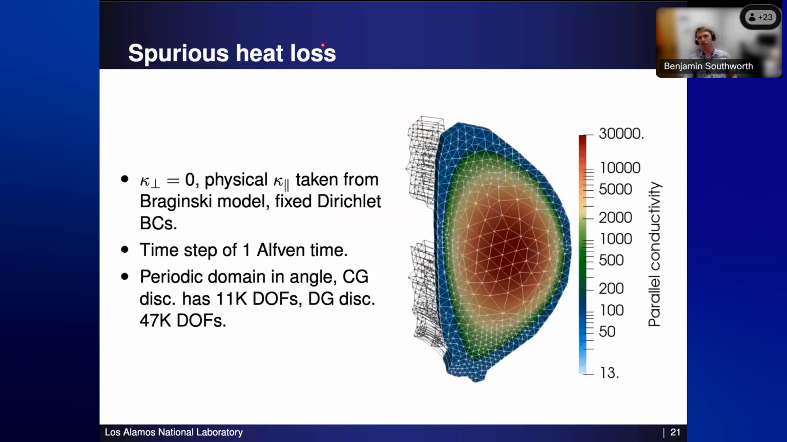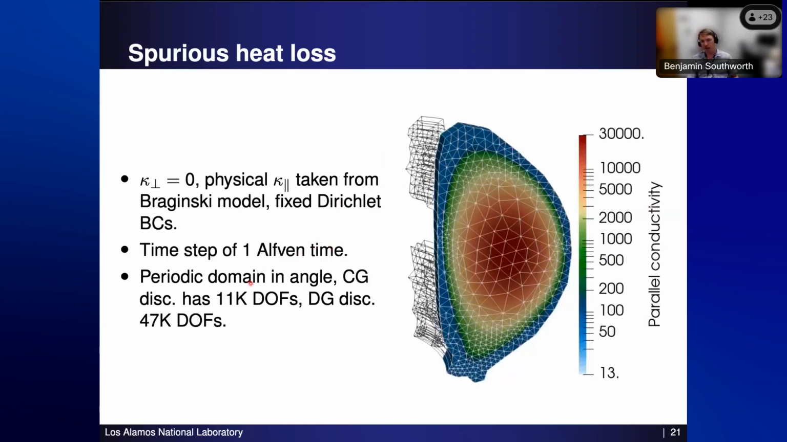So the spurious heat loss is a concern in simulating tokamaks and fusion, where you don't want to be artificially losing temperature when you should be keeping it. And so here, what we did to test that is, again, we set the isotropic diffusion to 0, and we took a physical value of the magnetic field line diffusion from a Brzezinski model, and we fixed the Dirichlet boundary conditions. And we did a relatively long time simulation. And this is something that comes up in plasma and fusion, is that you have to simulate relatively long time domains relative to the Alfvén time on which you're probably time stepping.